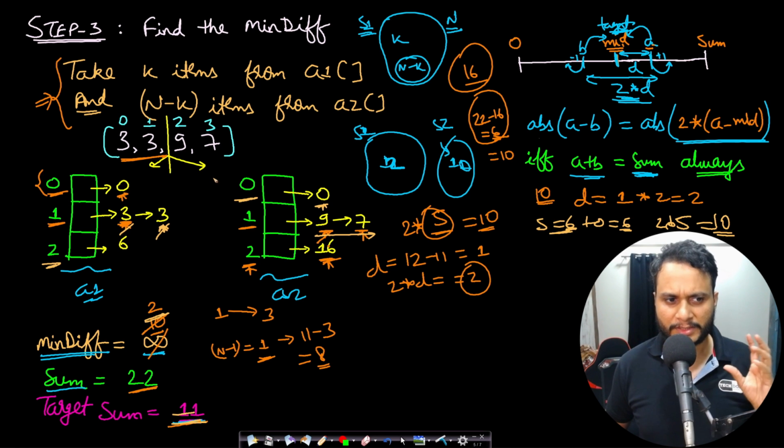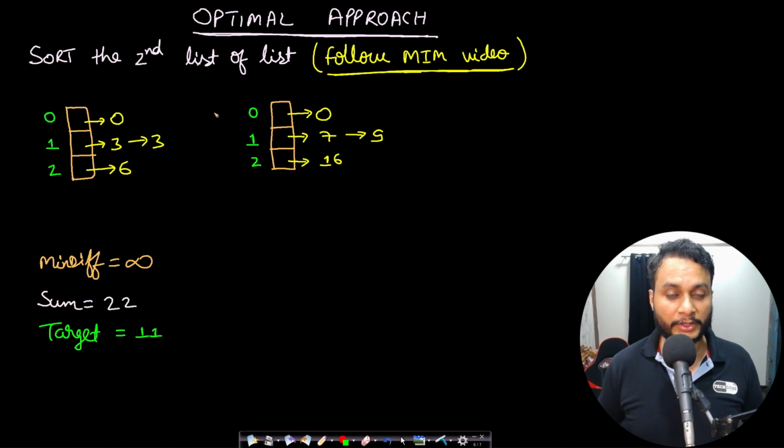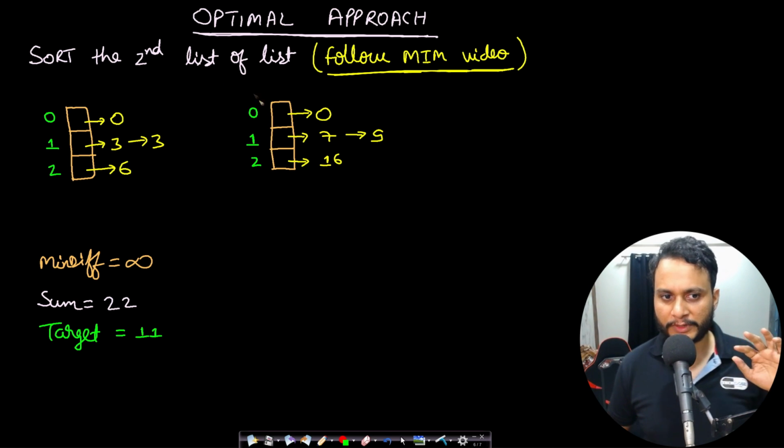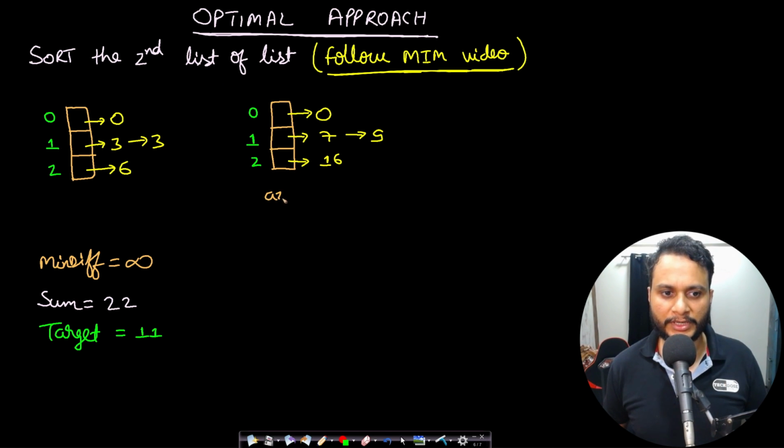Now this solution is a 2-pointer solution, and it is not the optimal approach. If you know the meet in the middle algorithm, you know that we can sort the second array and try to do binary search. So if we sort the list of lists on the second array, that means array A2, then we can always do binary search. And how is that happening? Because let's see what the target sum is. It is equal to 11.